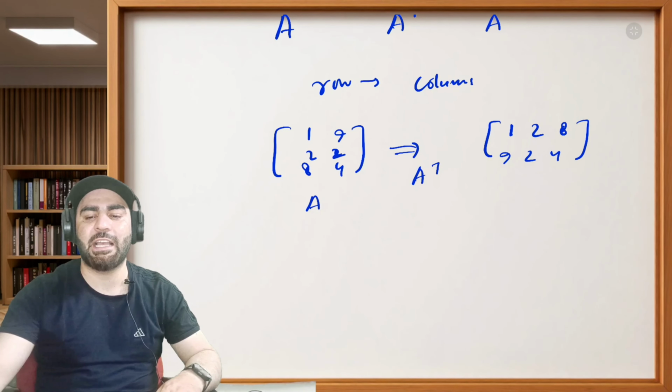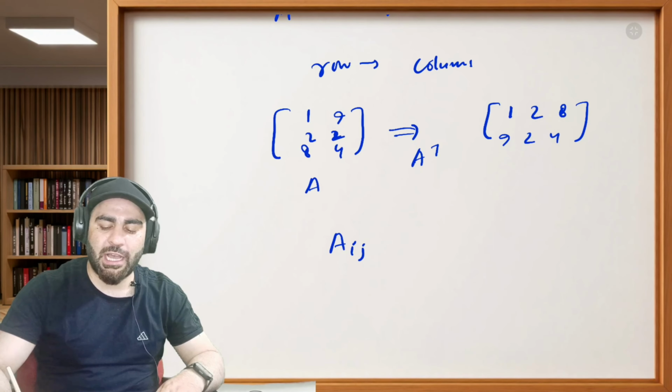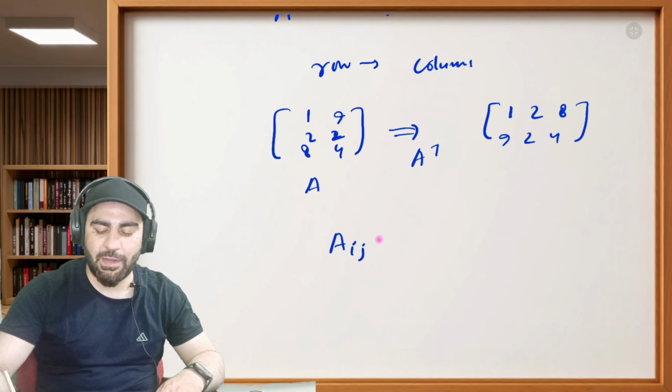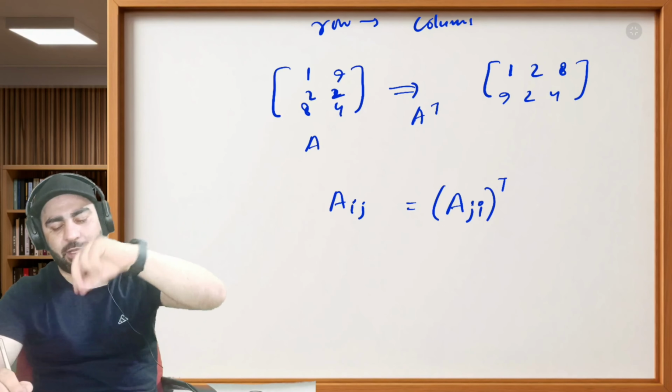So how can I write this mathematically? If I have a matrix A, and its ij entry, what is the ij entry of the transpose matrix? If I apply transpose onto this, I'll say A transpose of ij will be A ji over here. So whatever is in the transpose matrix is equal to that. You take an entry, you just switch the roles.